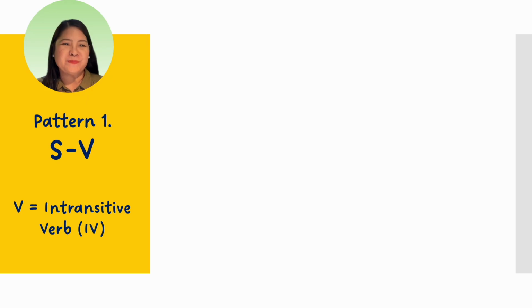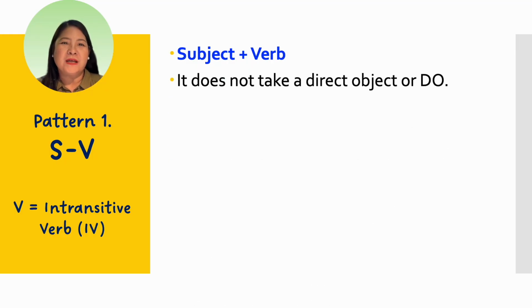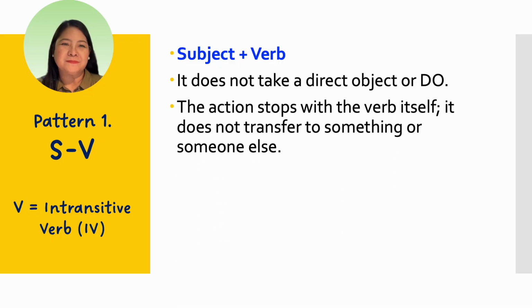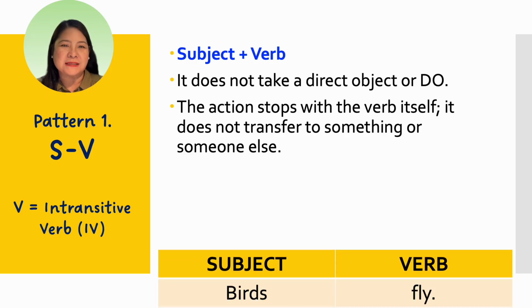Let's talk about the first pattern, and that is SV. S is for subject and V is for verb. Take note that the V here is an intransitive verb, meaning it does not need any direct object. So the pattern again, subject plus verb. Take note that the verb does not take a direct object or DO. DO stands for direct object. The action stops with the verb itself. It does not transfer to something or someone else. Let's take a look at these examples.